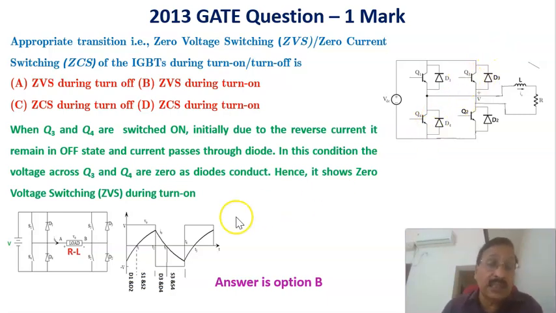That is why when Q3 and Q4 are switched on, initially due to the reverse current, it remains off state and current passes through the diode. In this condition, the voltage across Q3 and Q4 is zero as the diode conducts. Hence, it shows zero voltage switching ZVS during the turn on. Just before that, since the corresponding diodes are conducting, that drop is very small. That is why these switches become zero voltage switching ZVS during the turn on period. Therefore, the answer is option B.